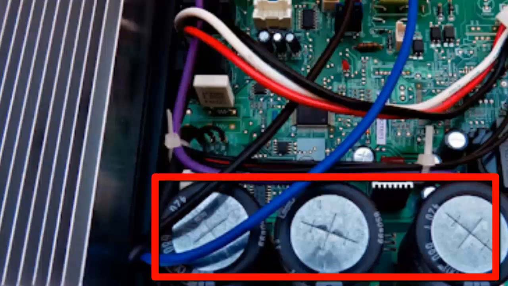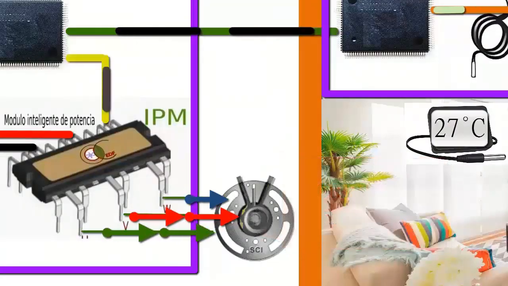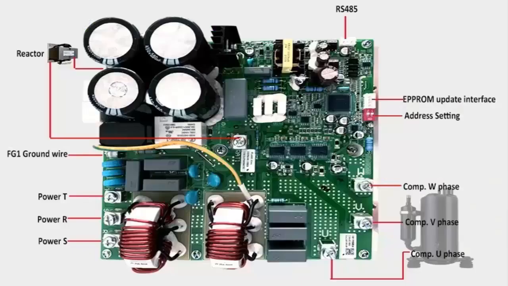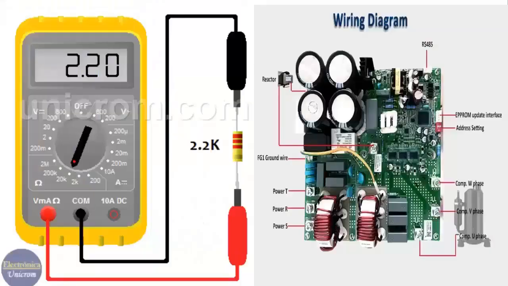the IPM. Additionally, visually inspect the capacitors and the tracks of the electronic module located in the external unit. There should be no abnormalities. With a multimeter, measure the value of the electrical resistances near the IPM module. They must be correct. Another cause could be an overconsumption of current by the compressor.